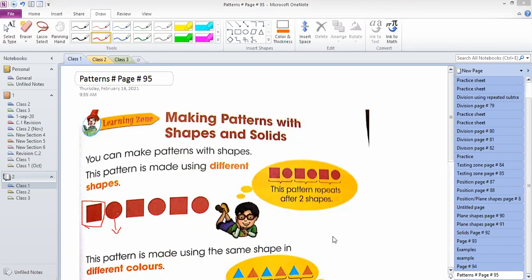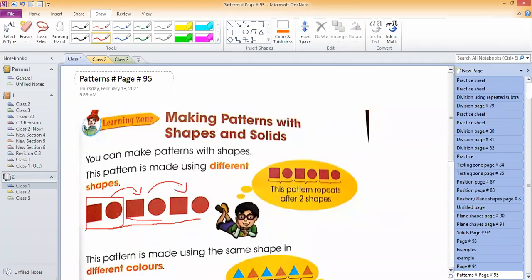Circle. Circle. This is circle. Okay. Now you can see, guys, there is a square and circle, then square and circle, then square and circle. So guys, I noticed that after square and circle, this pattern is repeated. After square and circle, there is another square and circle. After this, there is another square and circle.